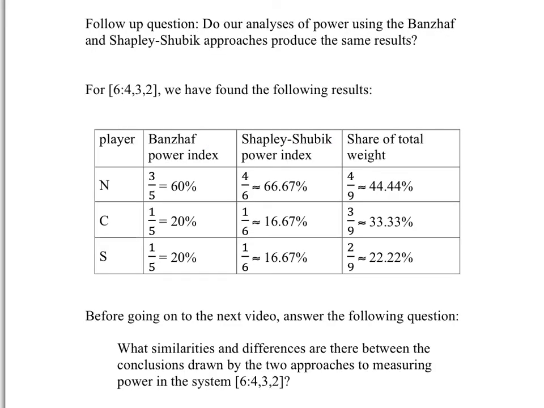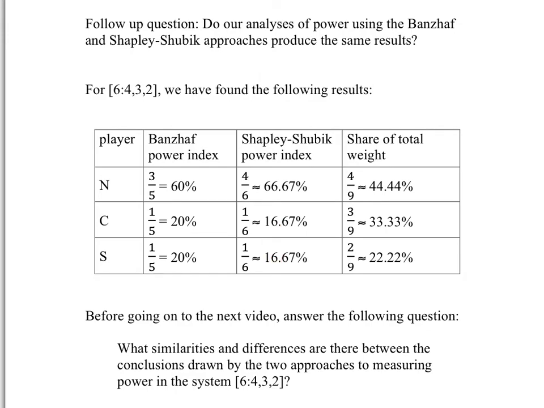We now have two different methods for answering the same question, so that leads to a follow-up question. Do our analyses of power, of actual power and how it's distributed among the players, using the Banzhaf and Shapley-Shubik approaches produce the same results? Maybe they do, maybe they don't. So let's look at what we've got so far. For the weighted voting system with quota 6 and weights 4, 3, and 2, here are our results. Okay? According to Banzhaf, the distribution is 60% to northern Jersey and then 20% each to central and southern. Shapley and Shubik say that it's actually a little bit more than 60%. It's 66 point something percent going to northern Jersey and a little under 17% each going to central and southern.